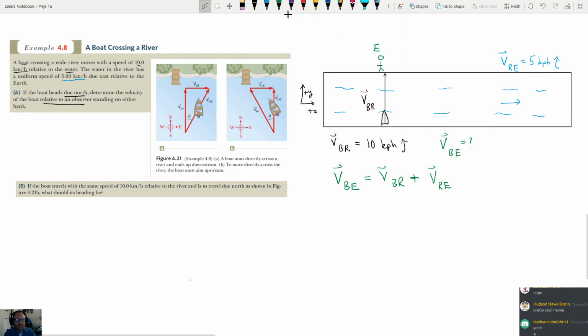The way we normally add vectors is by adding them tip to tail. So we'll just start right here and draw a little vector like this. We'll make it blue for the water and say that that's our VRE. Then to find our final value here, VBE, if I want to know how fast this person sees the boat move, I just need to connect tip to tail. We're going to complete this triangle right here, and that third side will be the velocity of the boat relative to the Earth.